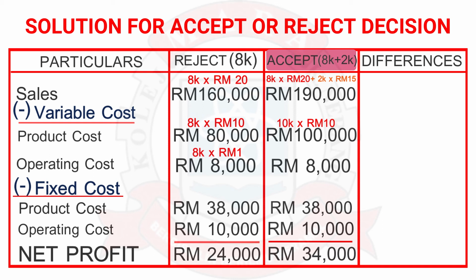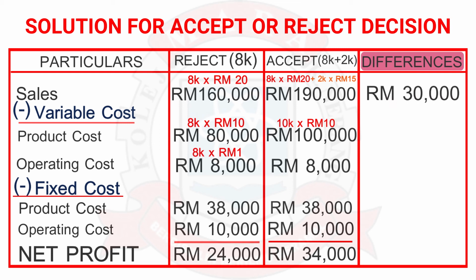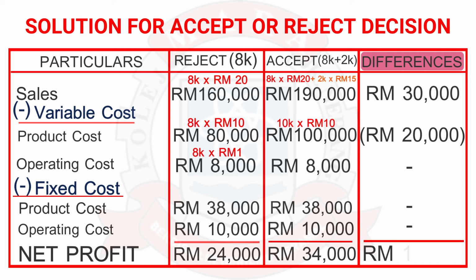Don't forget to calculate the differences between the two alternatives. The difference in sales between the two alternatives is 30,000 ringgit. The difference in variable cost between the two alternatives is 20,000 ringgit. The difference in net profit between the two alternatives is 10,000 ringgit.